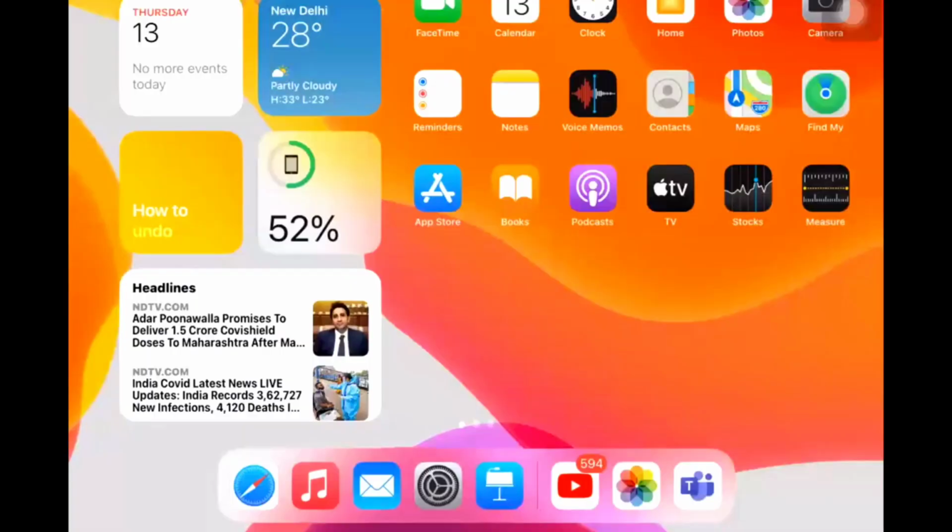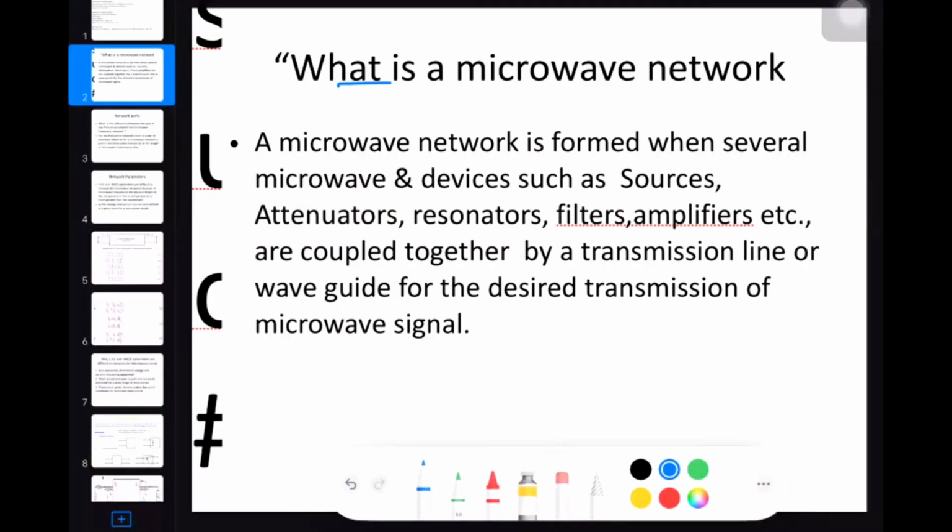So a microwave network is a network which is formed when several microwave devices are connected together to perform some operation. So which are those devices? The devices may be active devices, or else the devices may be passive devices. Okay. So the sources are the active devices, whereas the attenuators, resonators, filters, amplifiers, whichever we connect, are all passive devices. Okay.